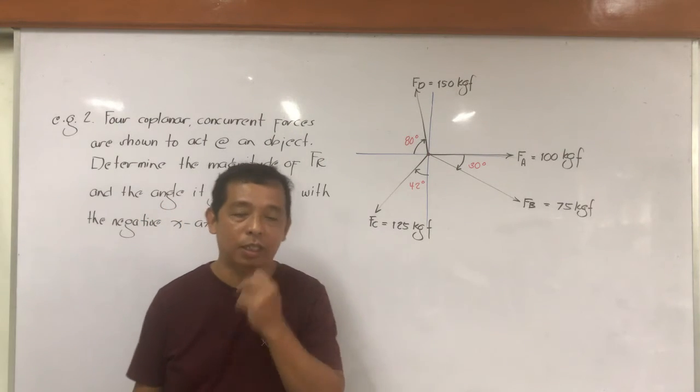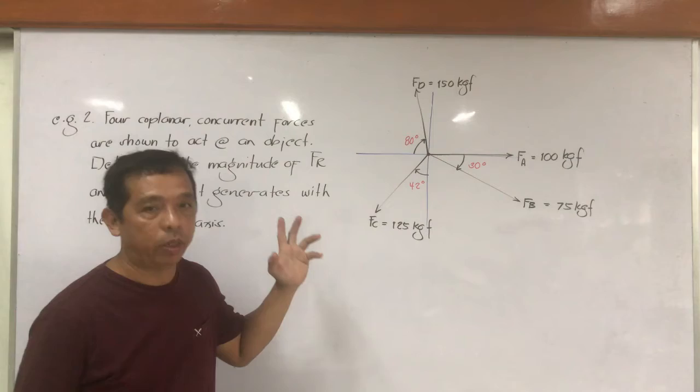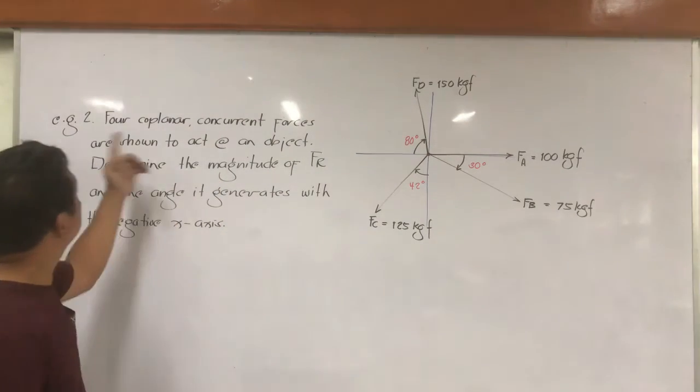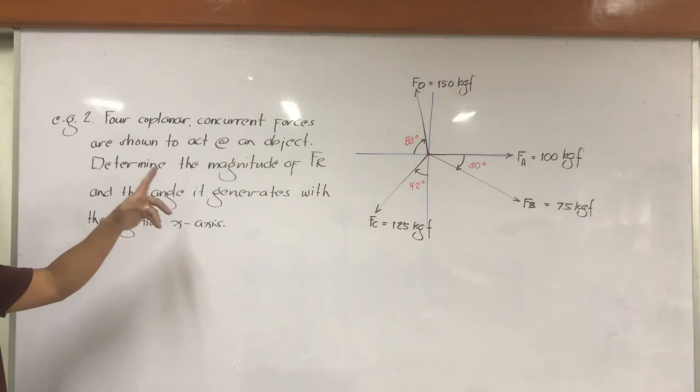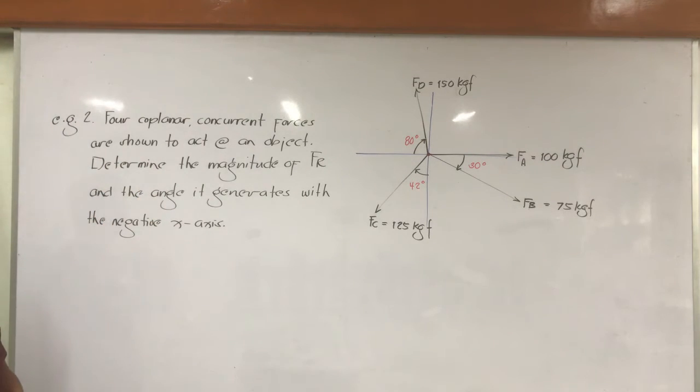of concurrent forces. So this time, our example will have to be this. So allow me to read. We have four coplanar concurrent forces shown to act at an object. Determine the magnitude of Fr and the angle it generates with the negative x-axis.